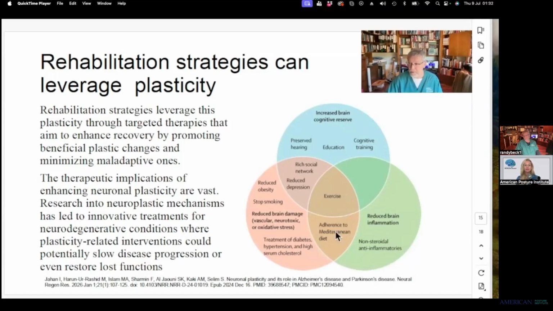use some pharmaceutical stuff. Now, we also want to look at reduced brain damage, and that is anything that we're doing that's going to increase the probability of either a vascular or neurotoxic or oxidative stress in the brain. So obviously, any kind of smoking that's happening, we want to stop or reduce. Treatment of things like diabetes, hypertension, and high serum cholesterol are also necessary. And sometimes that will happen through exercise and diet. Sometimes you'll need some medical intervention there, so pharmaceutical intervention.